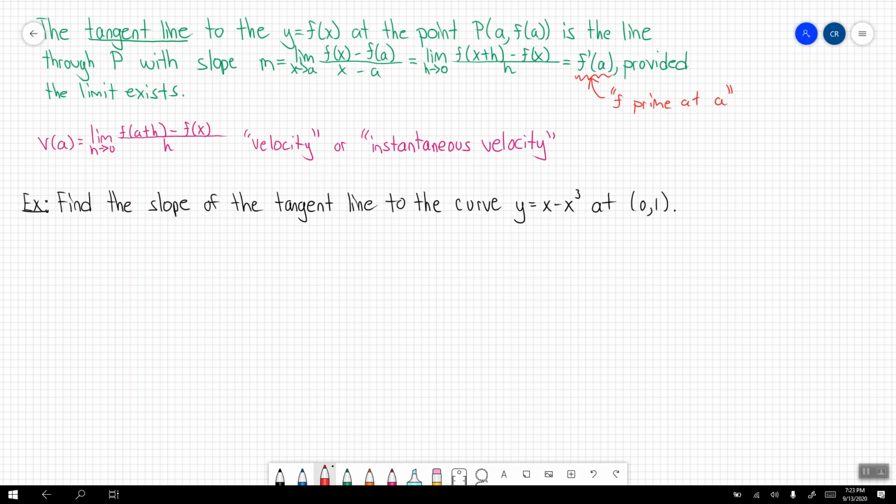Okay, so let's go with the first one, the one that I like going with first. This is going to be using the limit as h is approaching 0 of f of x plus h minus f of x, all divided by h. And this will be f prime evaluated at a. Okay, so let's start working with this.